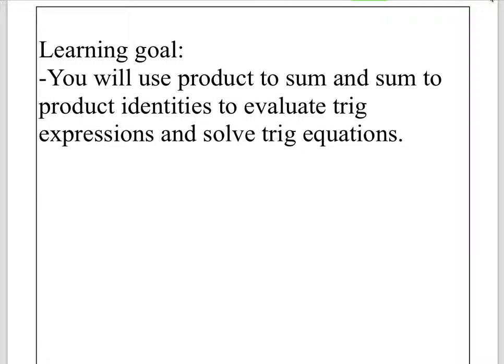So like I said, we're going to use product to sum and sum to product identities to do the same thing we've been doing the last few days, and that is evaluate trig expressions and solve trig equations. Okay, last day of identities.